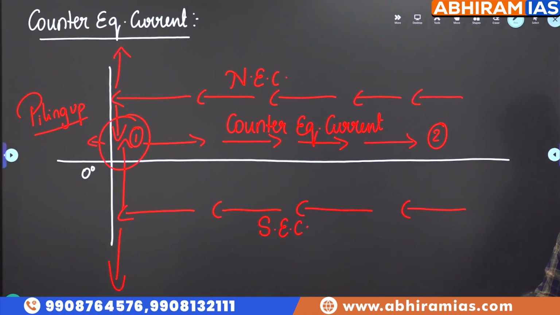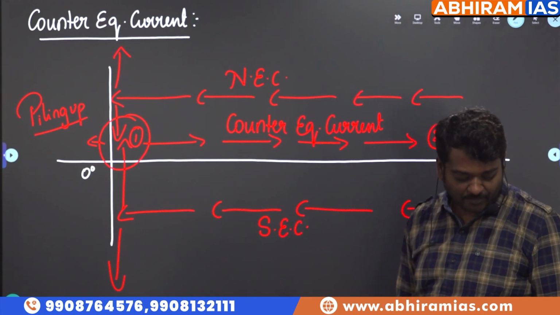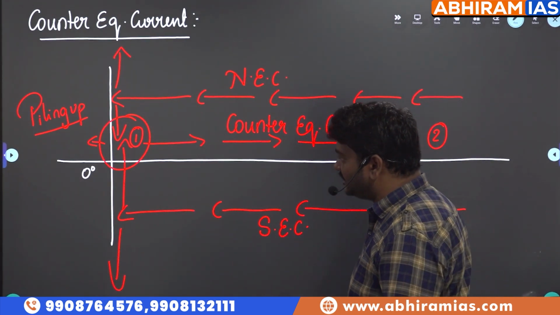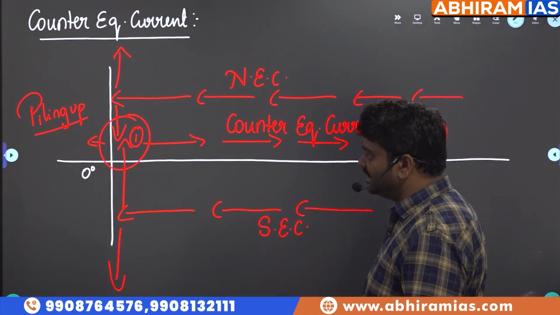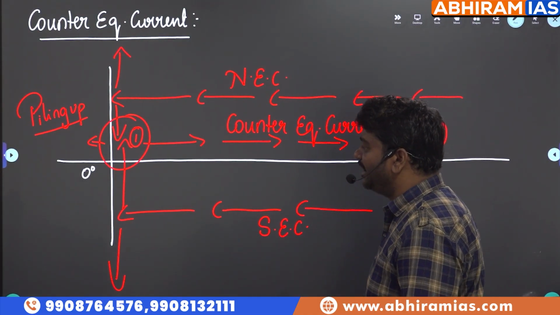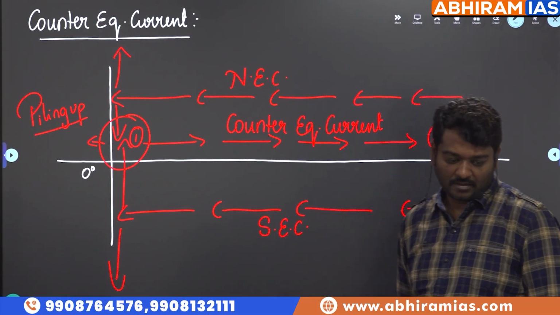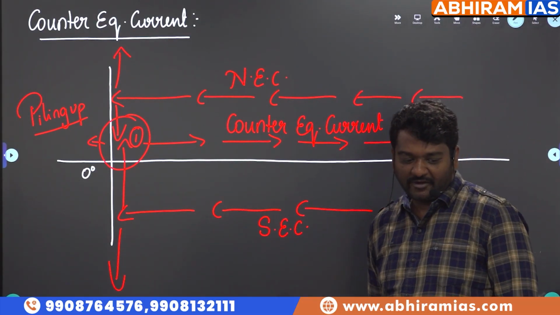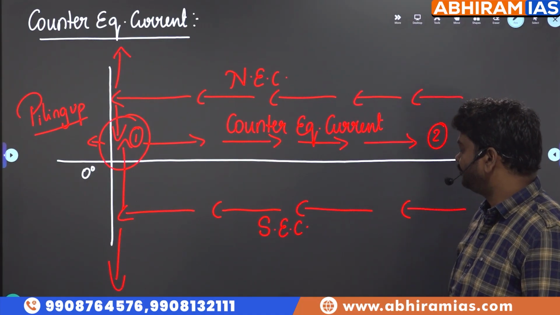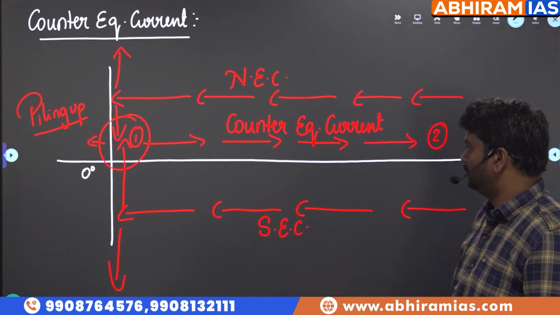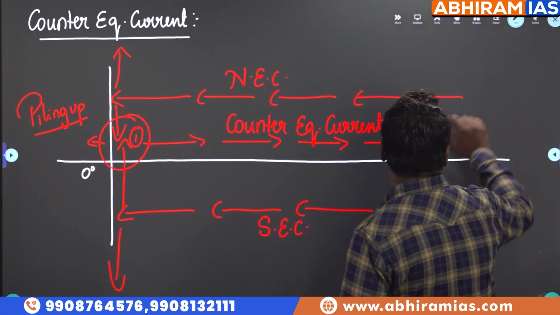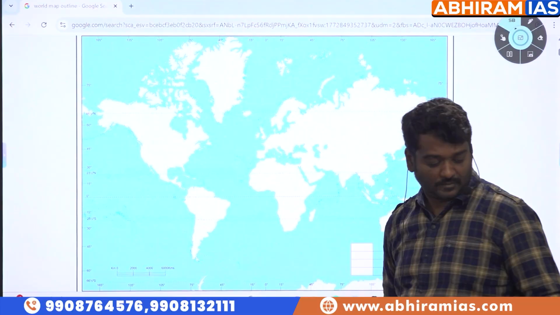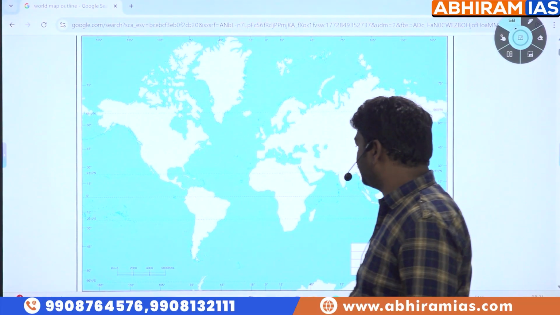Okay, below that you write, due to piling up, there is density difference, and a gradient will be formed. It will flow from west to east.